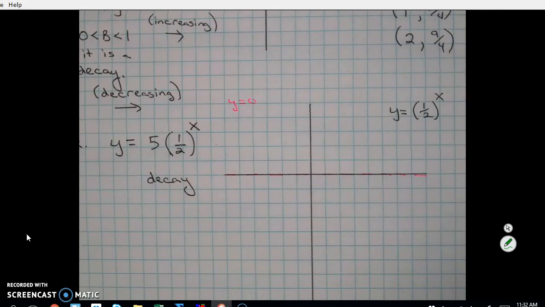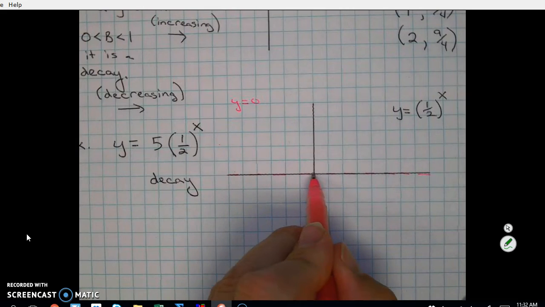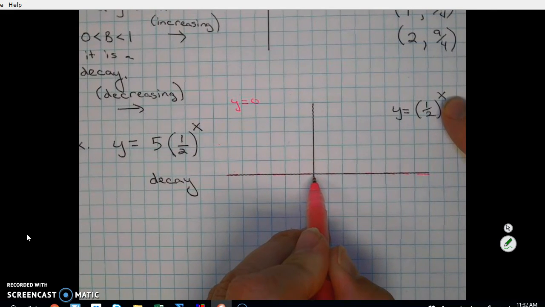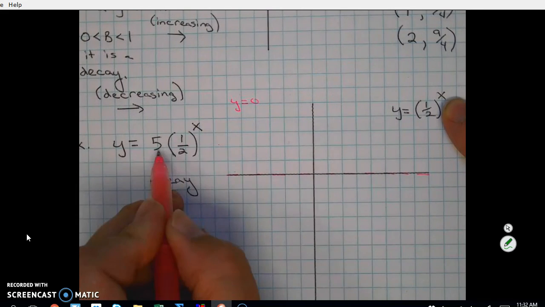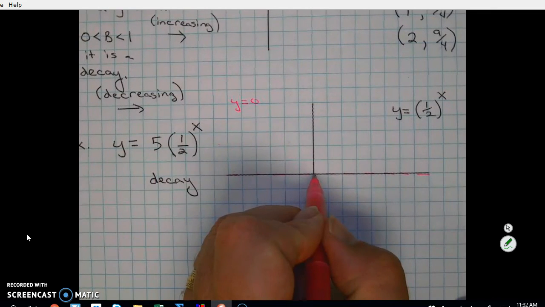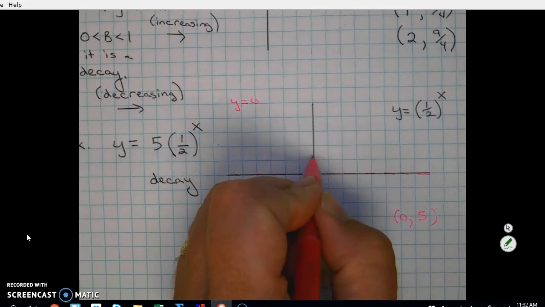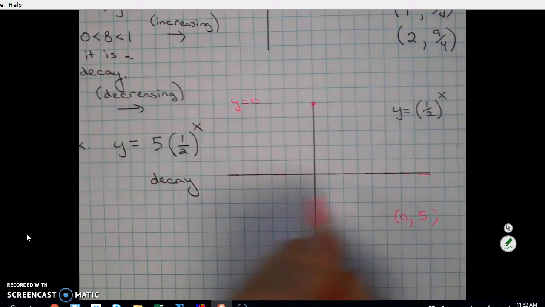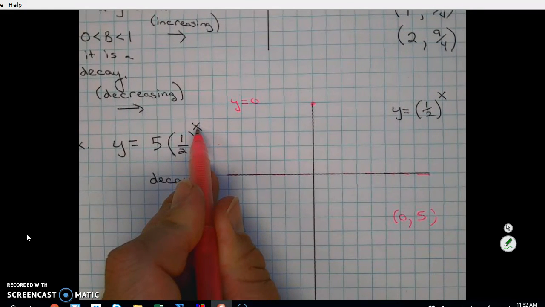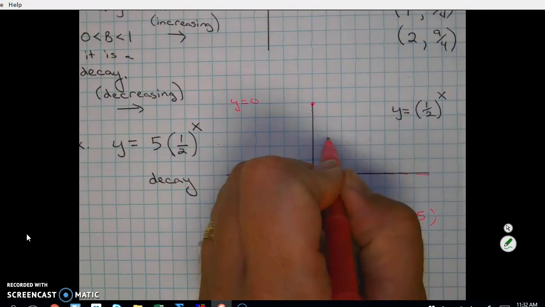Okay, and I'm going to go ahead and use pink. So when x is 0, 1/2 to the 0 power is 1. And then we have an a value of 5, so we have a vertical stretch. So 1 times 5 is 5. So when x is 0, y is 5. When x is 1, we have 1/2 to the first power, which is 1/2. 1/2 times 5 is 5/2, which is 2.5.